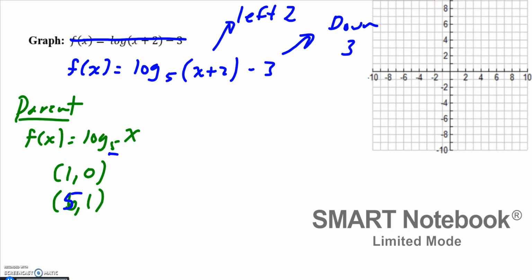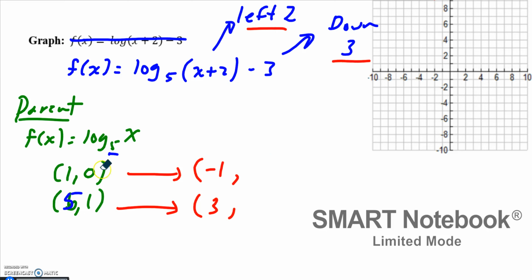Now, if you think about translations, let's see what happens to these 2 points if I do these 2 things. If I move left 2, the 1 is going to become a -1. The 5 is going to become a 3. If I move down 3, the 0 is going to become a -3, and the 1 is going to become a -2. So that means that if I were to plot this new graph, I would plot these 2 points first. -1, -3 would be right here. 3, -2 would be here.